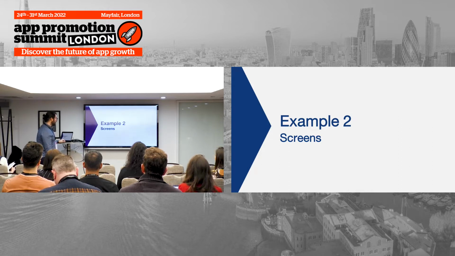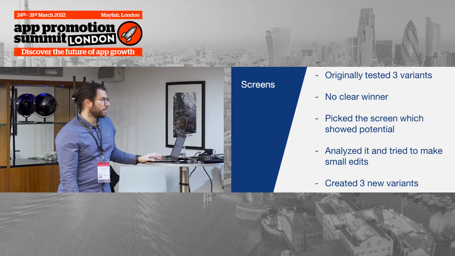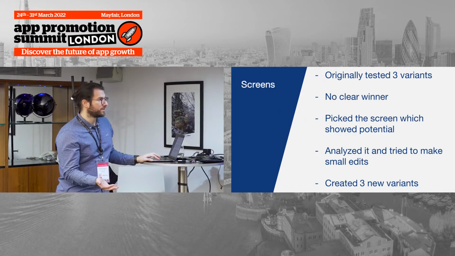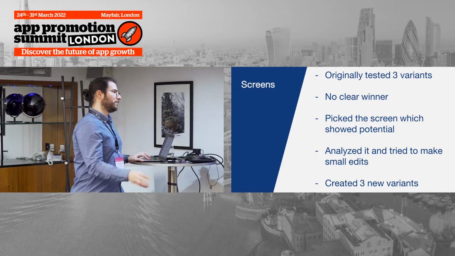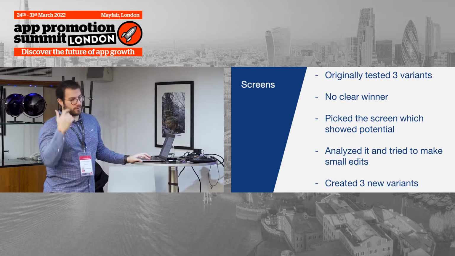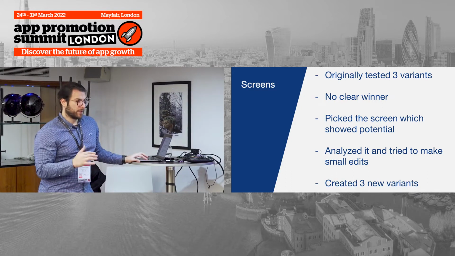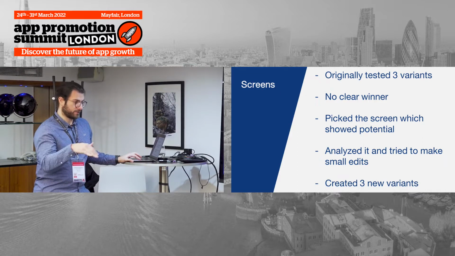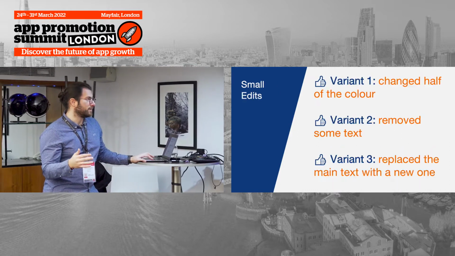The second example is a screens experiment. Again, completely the same methodology: we originally tested 3 variants. There was no clear winner. We picked the set of screens that showed some potential. We analyzed it and tried to make small edits, and then we created 3 subvariants.